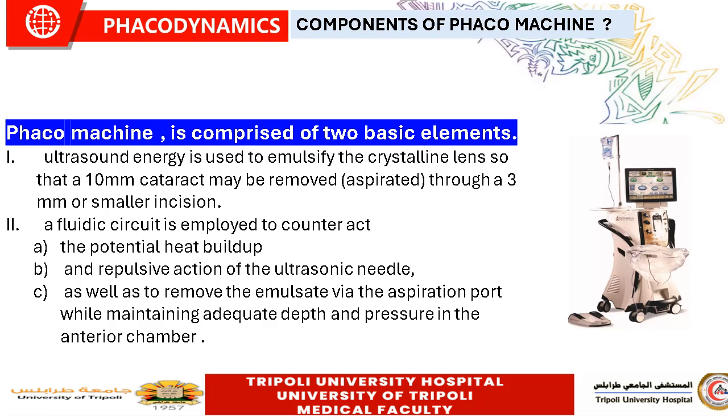The third aim of this fluid circuit is to maintain stable anterior chamber pressure and volume so that it can smoothly remove the emulsate from the anterior chamber and ensure the safety of structures inside the eye without any collateral damage associated with the use of this energy.